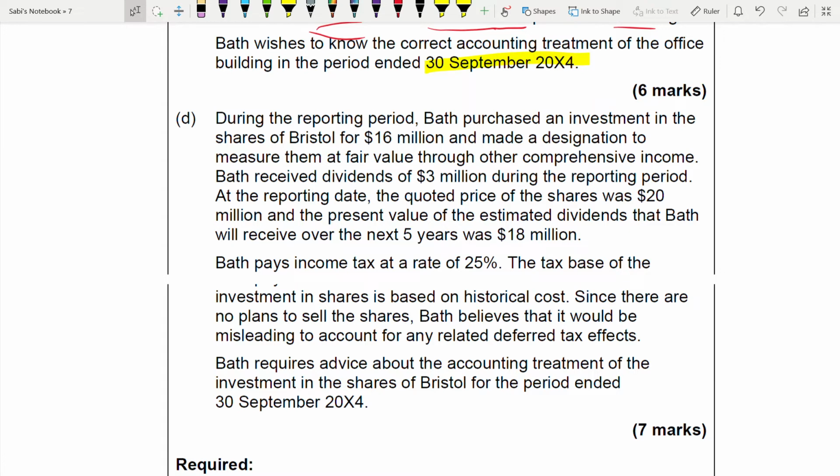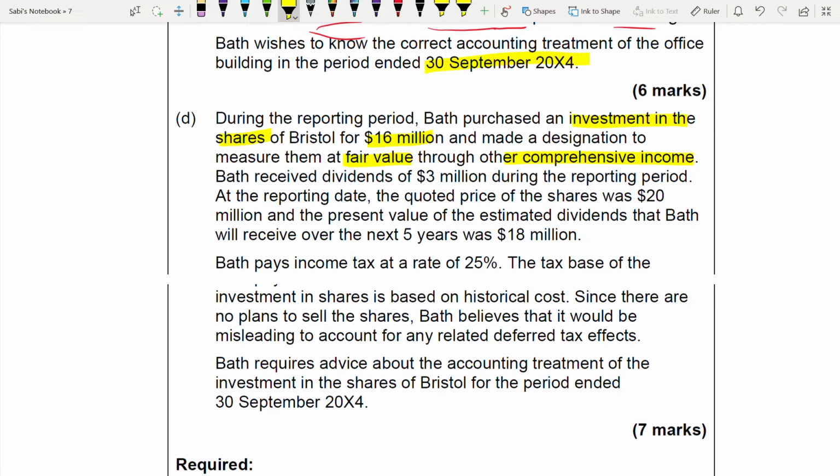So during the reporting period, Bath purchased an investment in the shares of Bristol for 16 million. Investment in the shares, very important to understand. It is investment in what? Because if it's a debt, things are different. Equity, things are different. For 16 million, and made a designation to measure them at fair value through other comprehensive income. It's an investment in equity. You have to understand this.